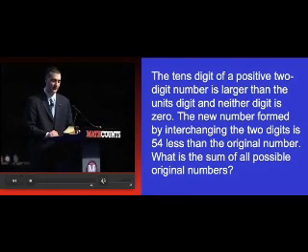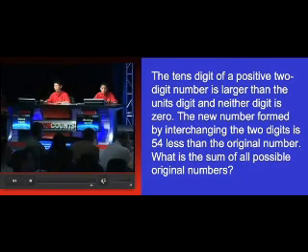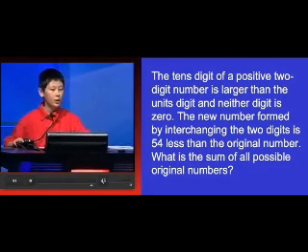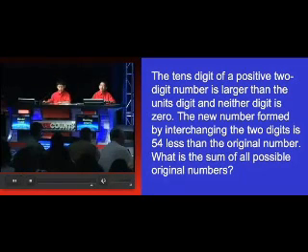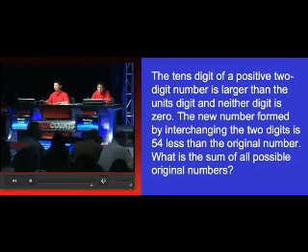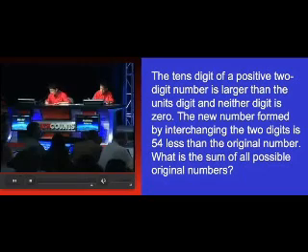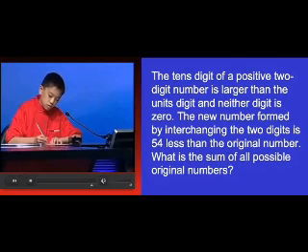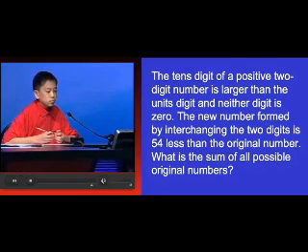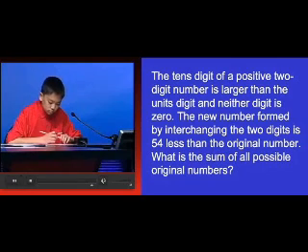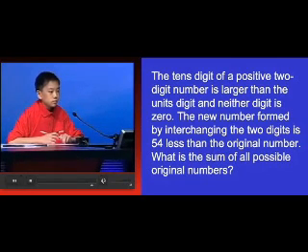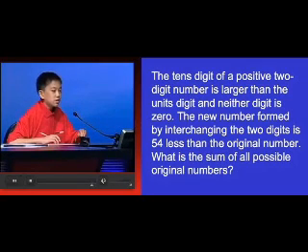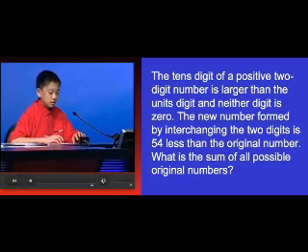And the question is, the tens digit of a positive 2-digit number is larger than the units digit. David. Oh, I misread the question again. Never mind. No problem. The tens digit of a positive 2-digit number is larger than the units digit, and neither digit is 0. The new number formed by interchanging the 2 digits is 54 less than the original number. What is the sum of all possible original numbers? Bobby. 246. 246 is the correct answer.